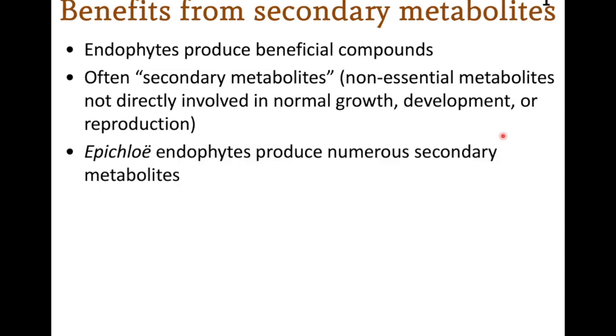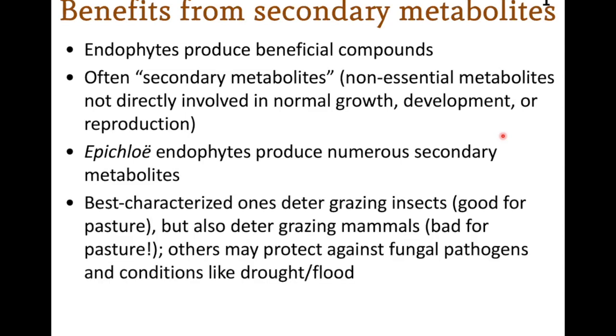And the epichloi class 1 endophytes produce numerous secondary metabolites that we think are important for them to provide benefit to their host grasses. And the best characterized ones of these are compounds that deter grazing insects. And if you're a farmer, this is a good thing, because if you've got grass that you want your stock to eat, then you would prefer that the grass is not eaten by grazing insects, so it's therefore available to be eaten by your sheep or cows or whatever it is.